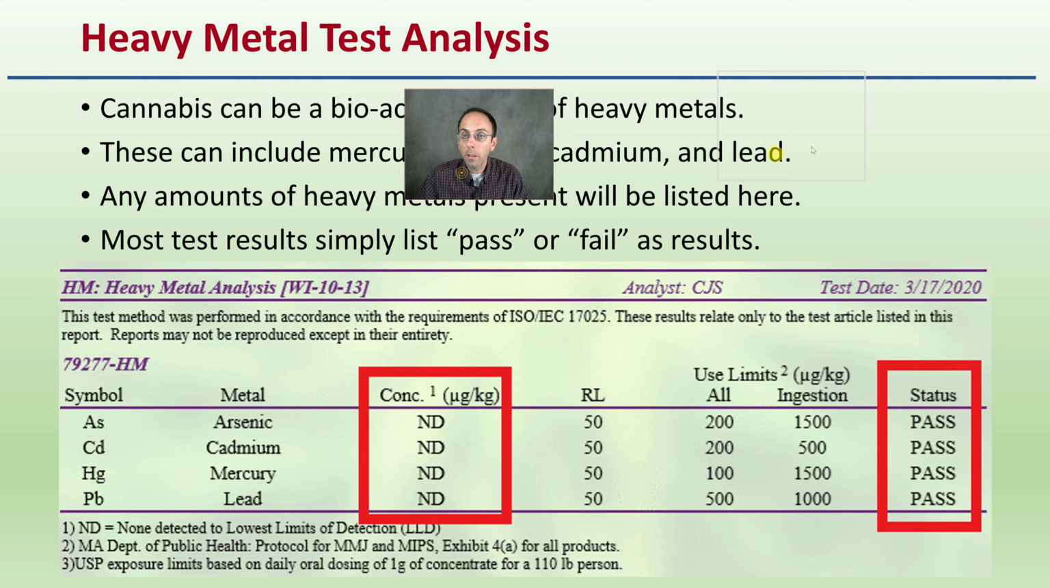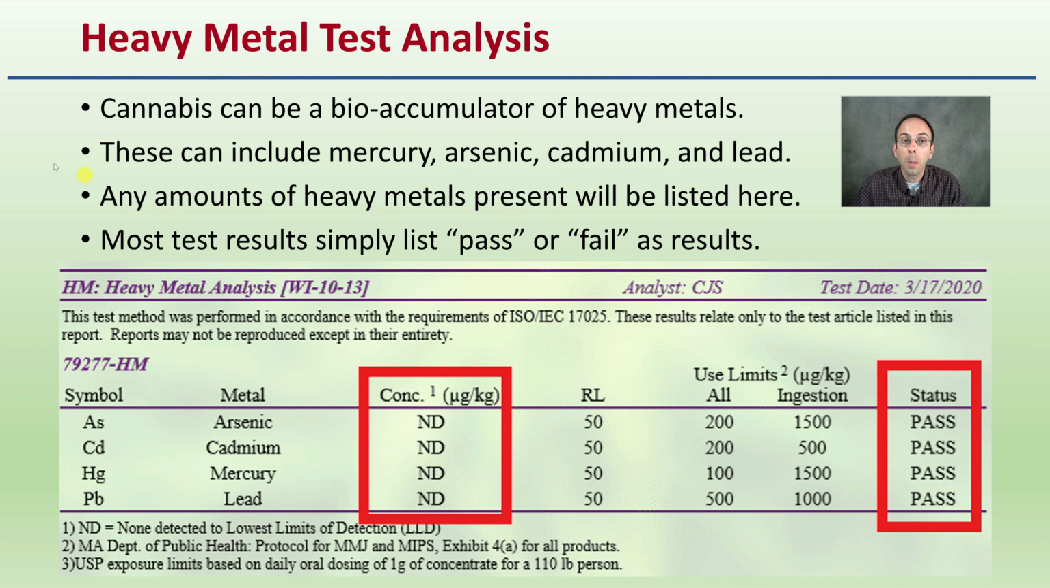There's also heavy metal testing analysis. Cannabis can be a bioaccumulator of heavy metals. These include, but are not limited to, mercury, arsenic, cadmium, and lead. Any amounts of heavy metals present will be listed here. And again, just like the microbial test, these will simply receive a pass or a fail. So if it's below detectable levels, non-detectable, this status would be a passing mark for the arsenic, the cadmium, the mercury, and the lead in this example.